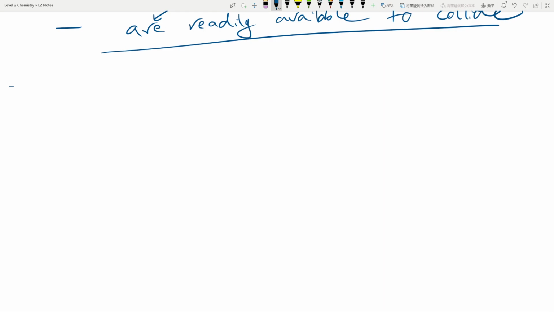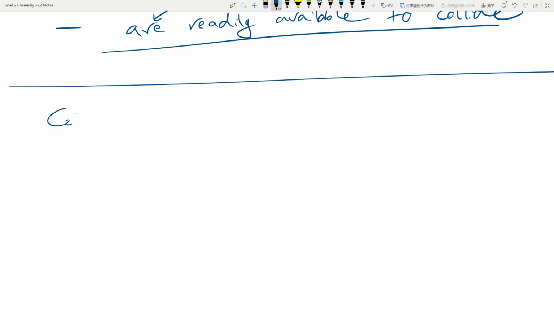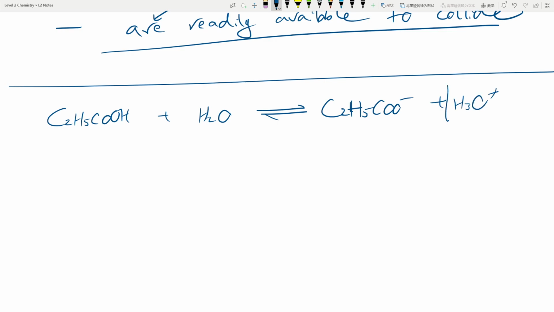Okay, now in comparison, if you look at C2H5COOH, this is going to partially dissociate, and this is going to make C2H5COO minus and H3O plus. And now remember, it's the H3O plus that does the work. So when we look at acid and base reactions, acid plus metal, it is always the acid that does the work. And what all acids have is H3O plus concentrations. Okay, so it's not the C2H5COO minus. We don't really care about that.